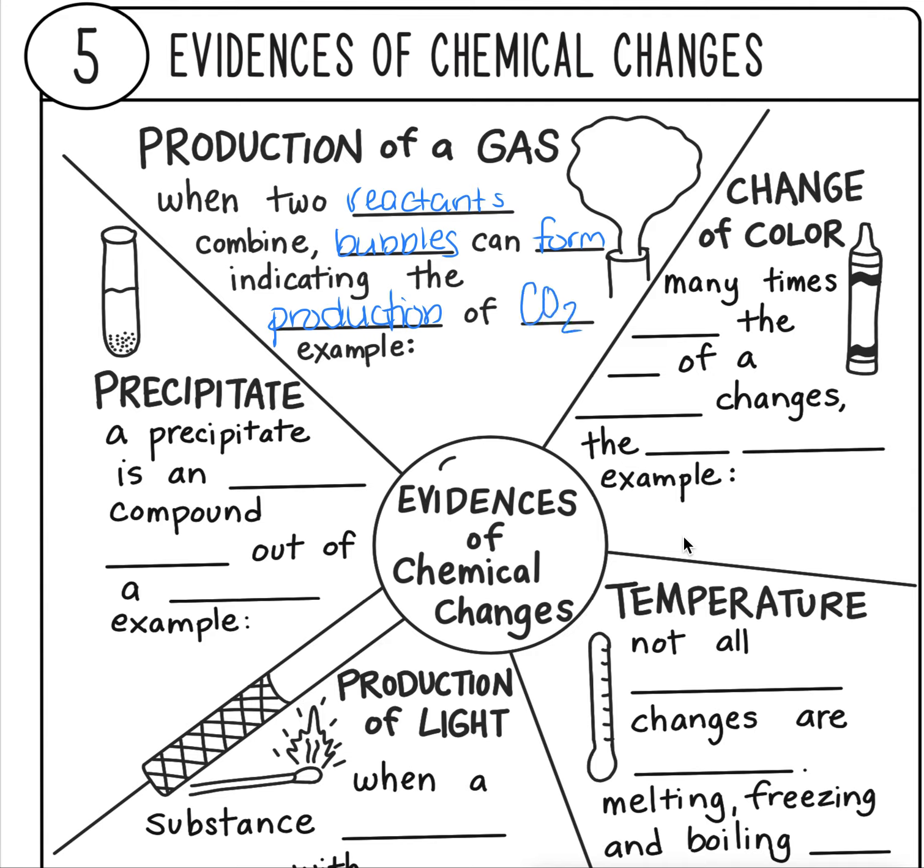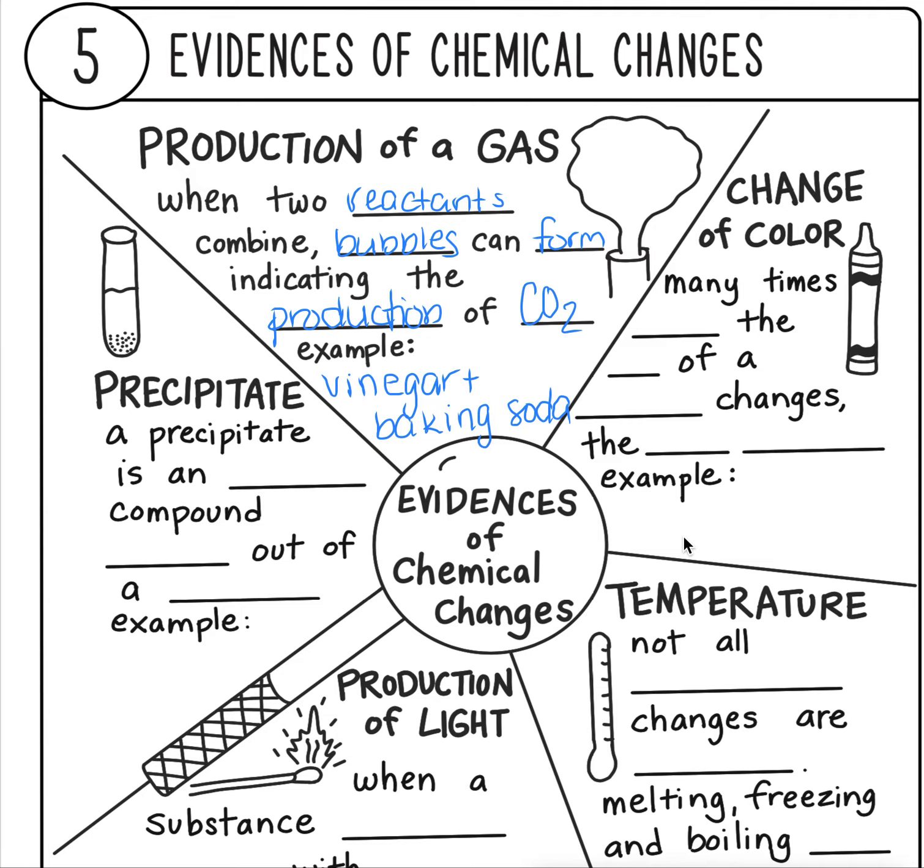The best example of this that you probably remember from when you were younger is when you combine vinegar and baking soda together to make a model volcano. And when you see those gas bubbles forming, that's how you know that you have a chemical reaction happening.